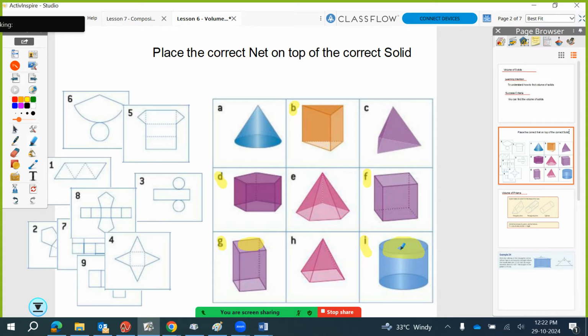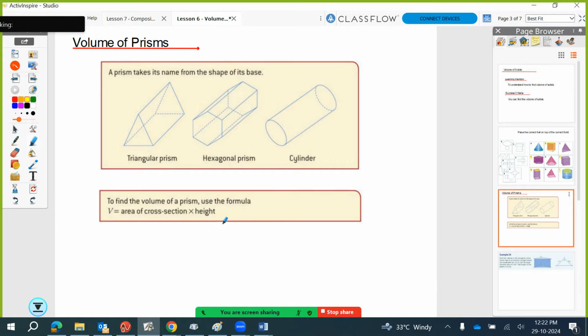So the shape at the top here is a circle, it's the same all the way through. Here we have a triangle on the top, it's the same all the way through. So to find the volume of a prism, once we find the cross-sectional area of the top, we multiply it by the height, because it continues the same all the way through, and we get the volume.